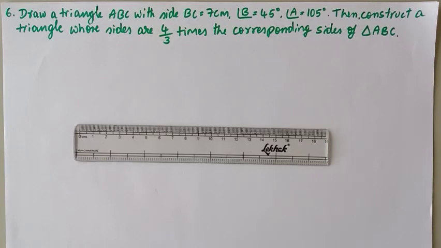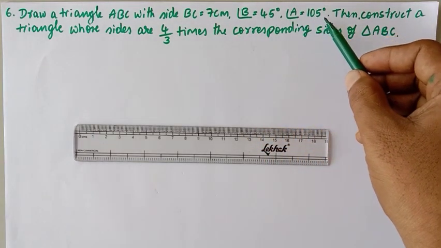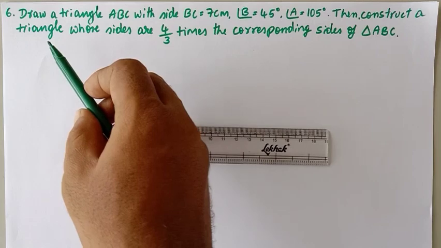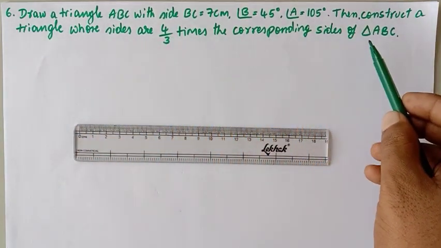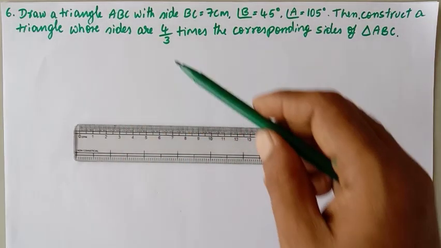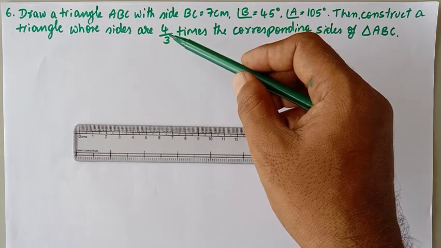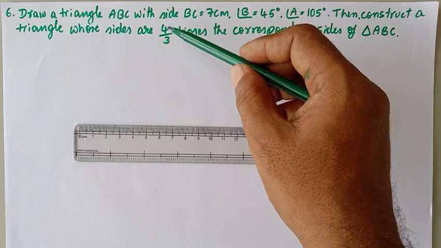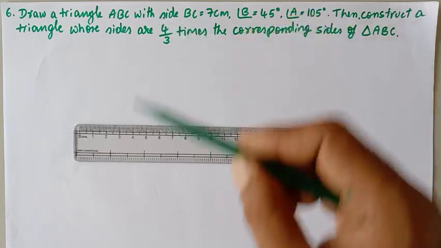Draw a triangle ABC with the side BC equal to 7 cm, angle B equal to 45 degrees, angle A equal to 105 degrees. Then construct a triangle whose sides are 4/3 times the corresponding sides of triangle ABC. Here we will be getting a bigger triangle than the triangle ABC. How? The numerator is bigger than the denominator, so we can conclude that it is a bigger triangle.